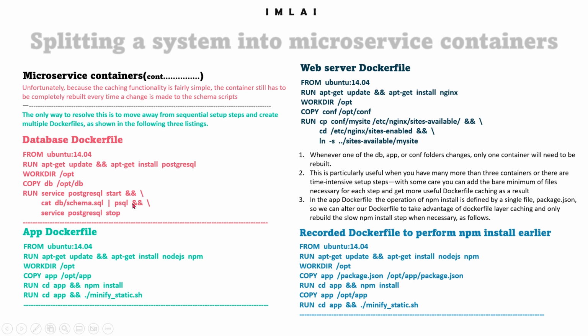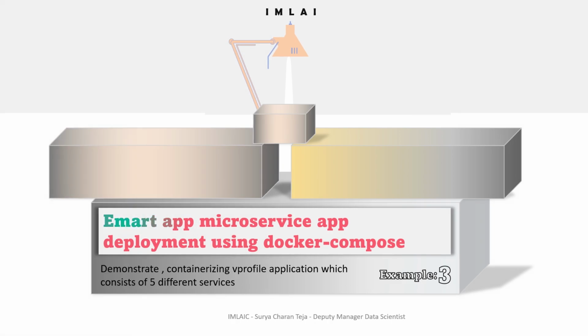So for example here, a database Dockerfile, app Dockerfile, web Dockerfile, and you can use npm Dockerfile, and all can be connected through Docker Compose or Kubernetes, whichever orchestration tool you want to go with.